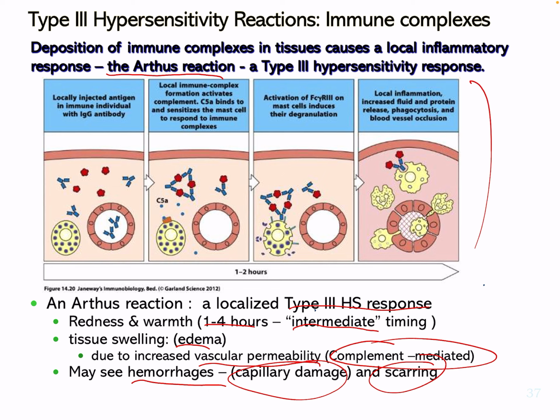So again, here's an example. Locally injected antigen in an immune individual with IgG antibody. Local immune complex formation activates the complement. C5a binds and sensitizes the mast cells to respond to the immune complexes. See that here, we have the activation of Fc gamma receptor 3 on mast cells, which induces their degranulation. Here we can see it releasing its contents. This results in a local inflammatory response with increased fluid and protein release, phagocytosis, and blood vessel occlusion. And again, we can have capillary damage and scarring as well.